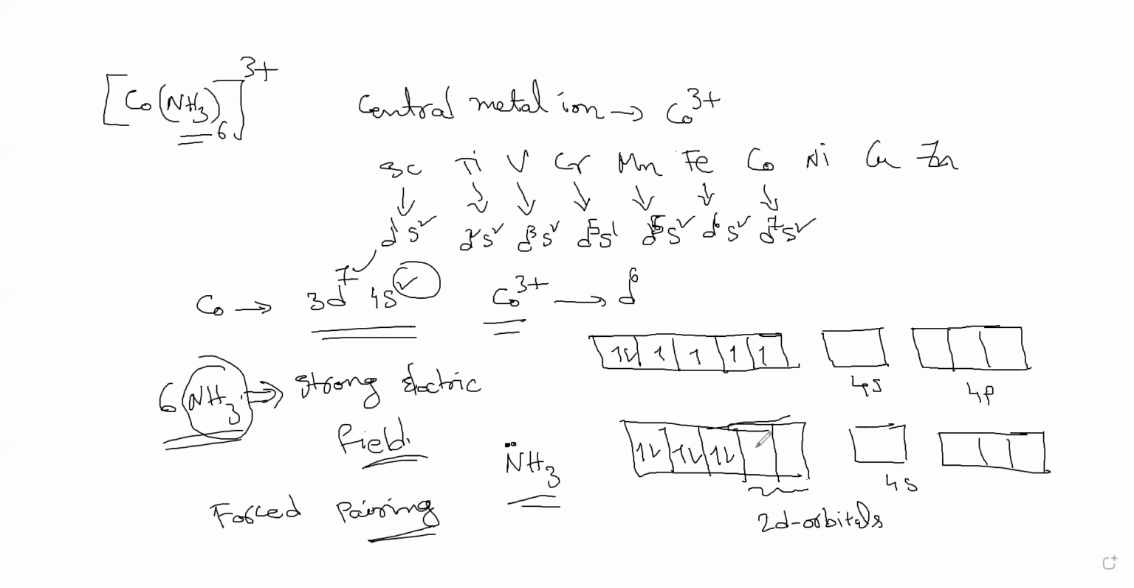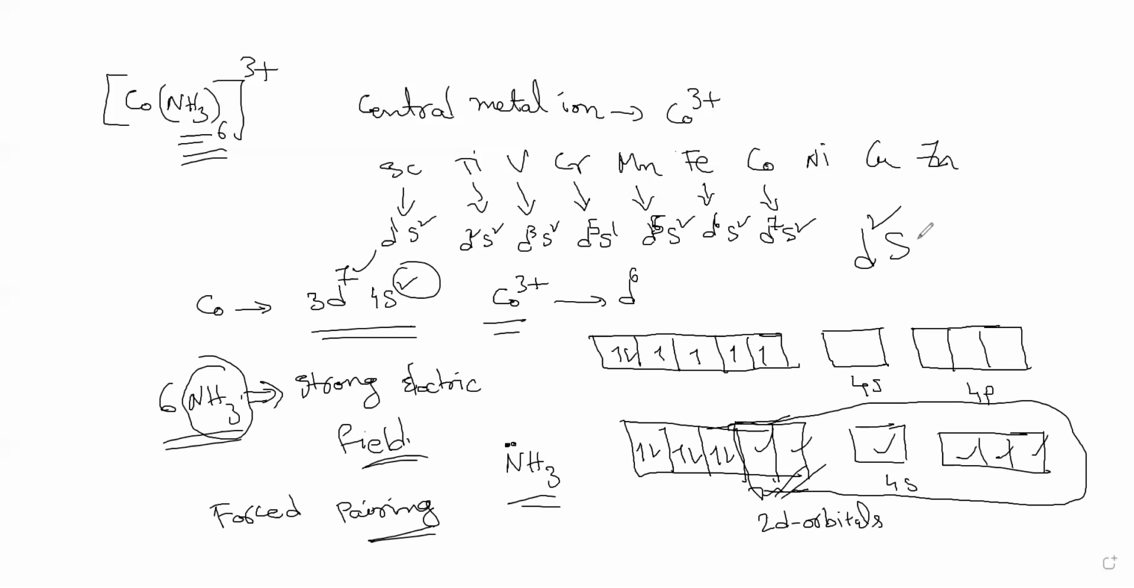Now you check how many orbitals: 1, 2, 3, 4, 5, 6. 6 orbitals are vacant for 6 ammonia groups, 6 NH3 groups. So these 6 orbitals will combine: 2 d orbitals, 1 s orbital, and 3 p orbitals, so it is d2sp3 hybridization. Got it? Yes, sir. Now with d2sp3 hybridization, how many orbitals will come? 6 hybrid orbitals are coming because of this d2sp3 hybridization.